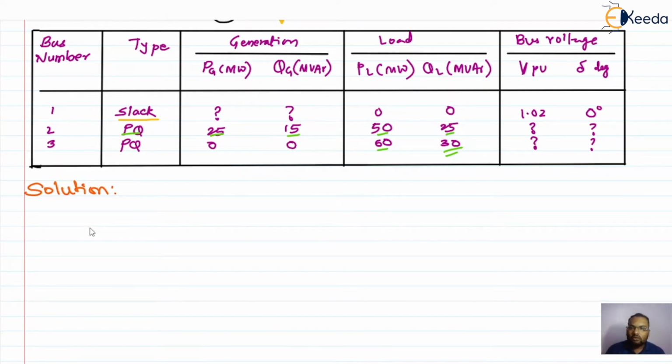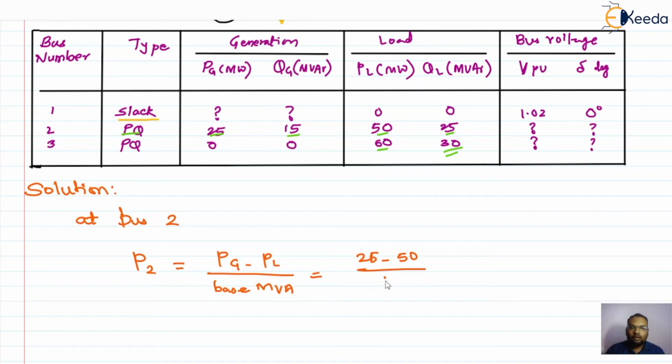Let us do it for bus 2. At bus 2, I am calculating P2 in per unit. Here, generation is there and demand is there. Generation I am taking as positive, and demand, that is the load, as negative. P2 indicates the real power injected at bus 2, so we get it by adding generation and load, and dividing by the base MVA. Here PG is 25 and PL is 50. Let us divide this by 100. So we will get minus 0.25 per unit.